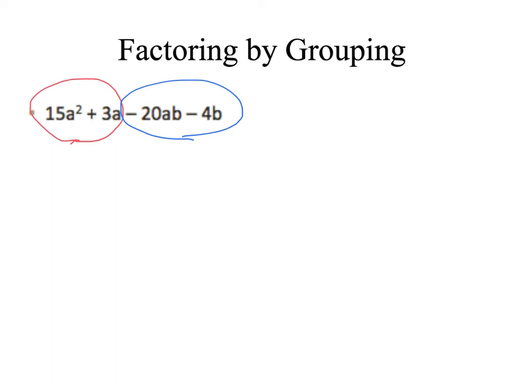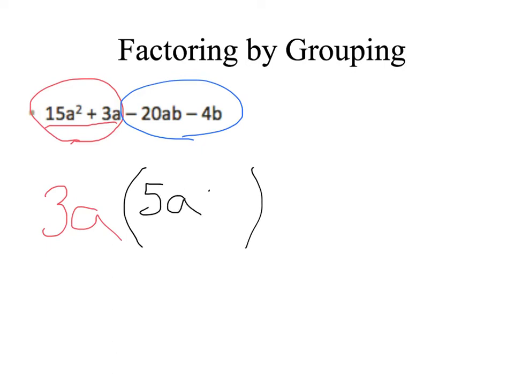So, first of all, finding the greatest common factor of 15a squared plus 3a. What we can remove from both of those is going to be a 3. Then we can take an a out. And then again, same as the last problem, when we divide, we're left with 5a. 3a divided by 3a is 1, so 5a plus 1.